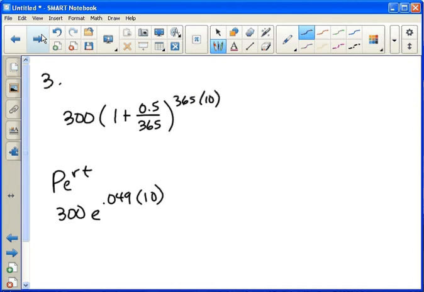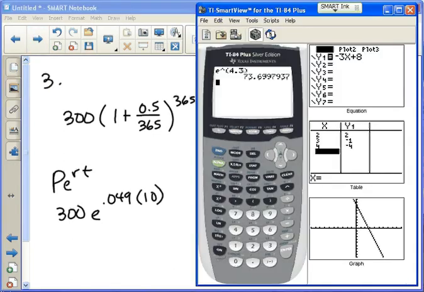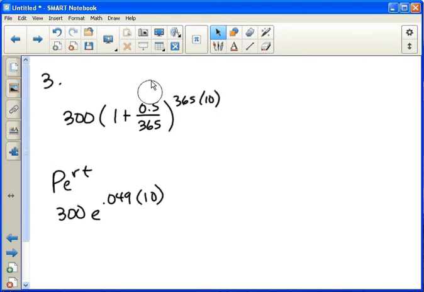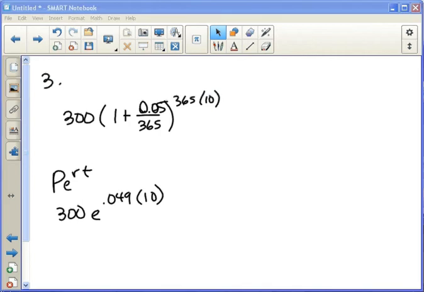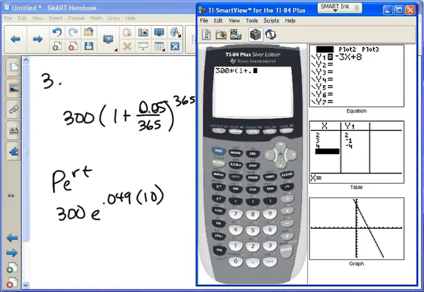So let's compare both of these. We'll do 300 times parentheses 1 plus point... Sorry, that should be 0.05. Very sorry, that would give us a very wrong answer. I gave us 50% instead of 5. So 0.05 for the percent over 365 raised to the 365 times 10 years.